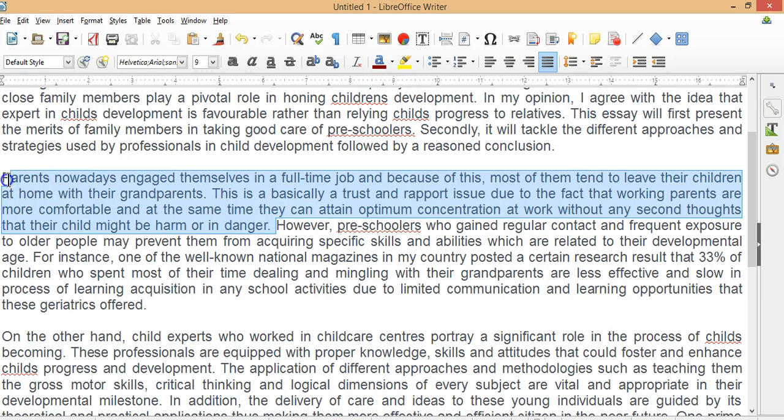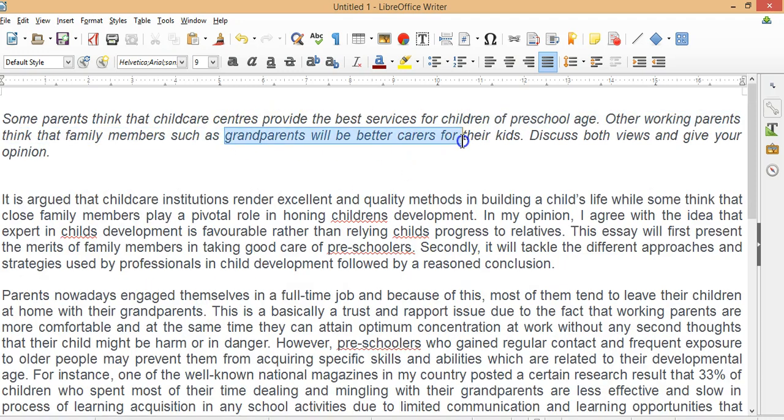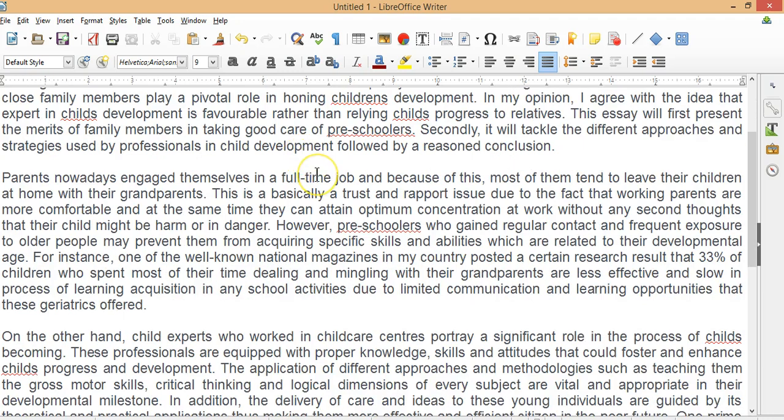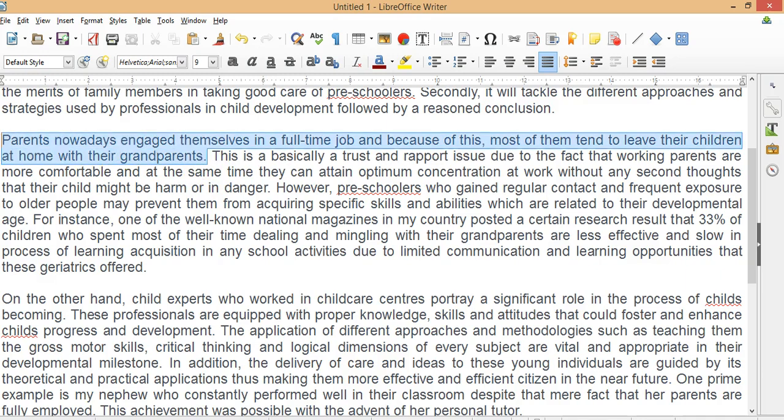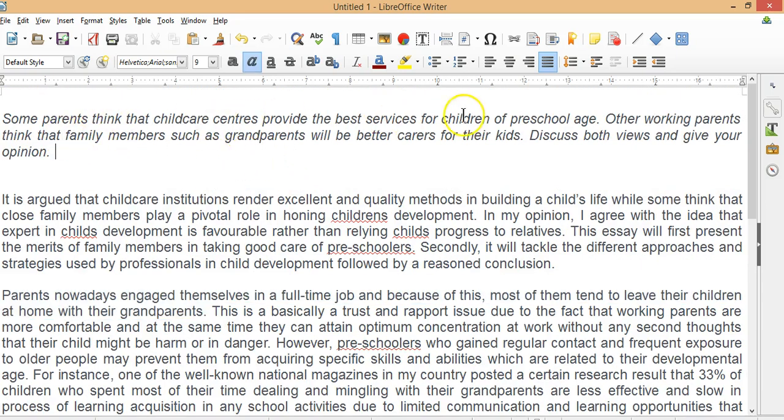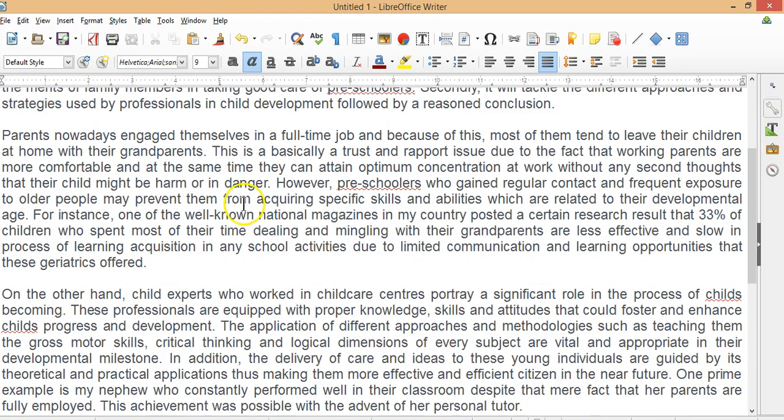What this essay does here, so you've got a couple of sentences that says that leaving kids with grandparents is great. The parent, just working parents are comfortable, but it doesn't really say, right, well, grandparents will be better carers. Why are they better? That's the question. Other working parents think that family members, such as grandparents, will be better. Why do they think that grandparents will be better? So this basically, just like restates what we know. So it's not really adding anything. So basically, a trust and rapport, working parents are more comfortable. Okay, but again, why do they think grandparents are better?